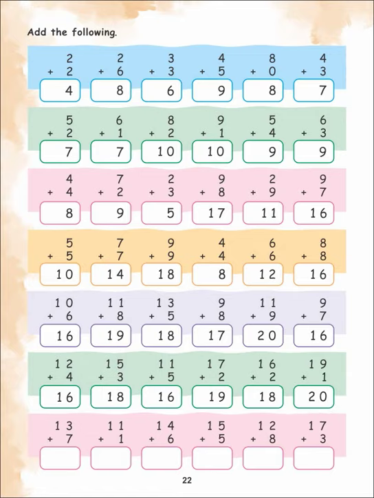19 plus 1, 20. 13 plus 7, 20. 11 plus 1, 12. 14 plus 6, 20. 15 plus 5, 20. 12 plus 8, 20. 17 plus 3, 20.